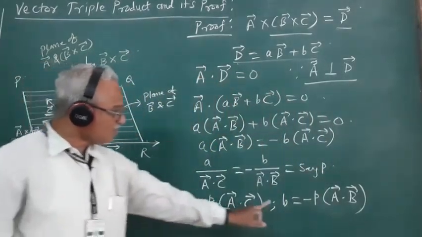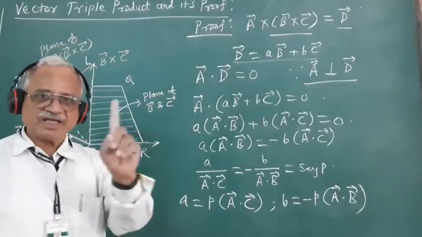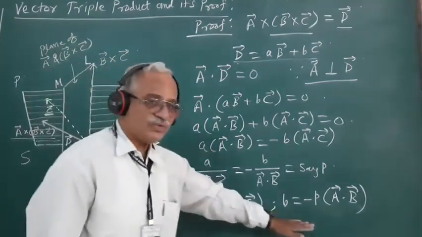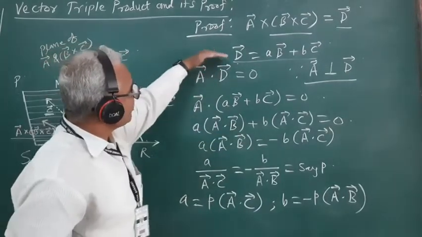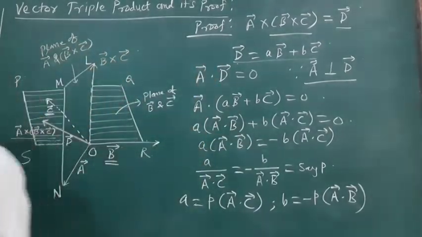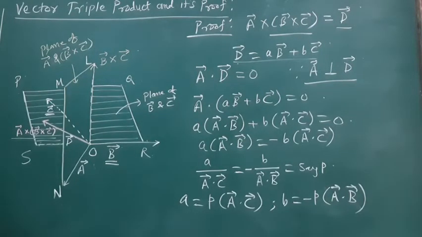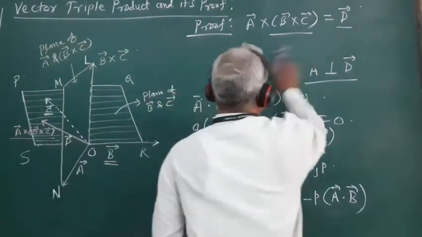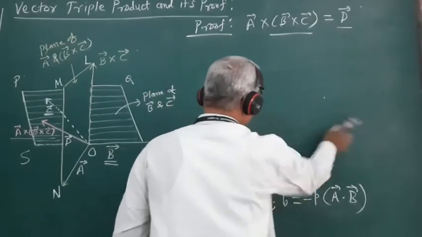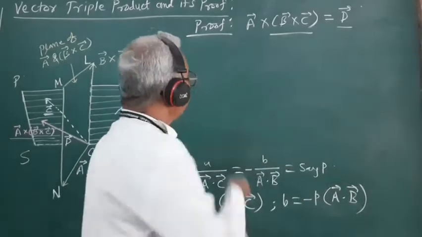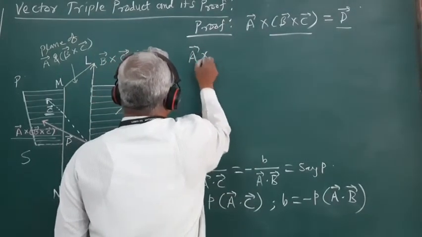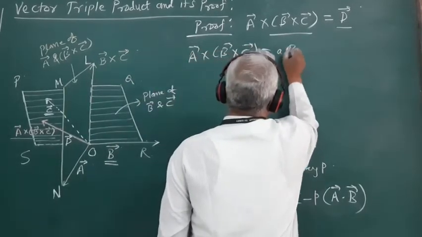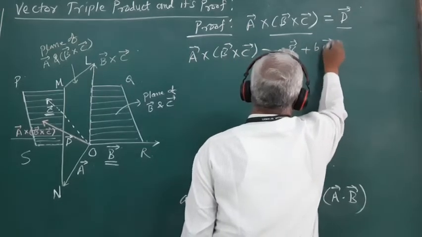So, using these values of the constants A and B, where A and B are real numbers, in this expression, what will we get? We will get A bar cross B bar cross C bar is equal to A B bar plus B C bar.